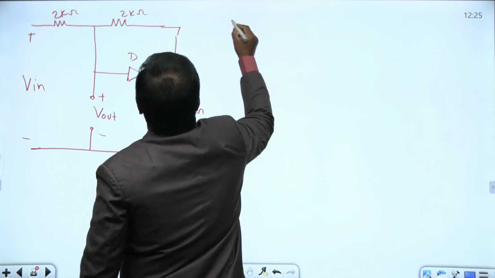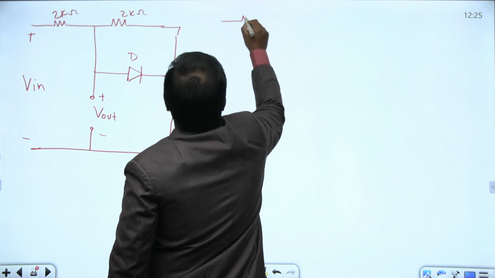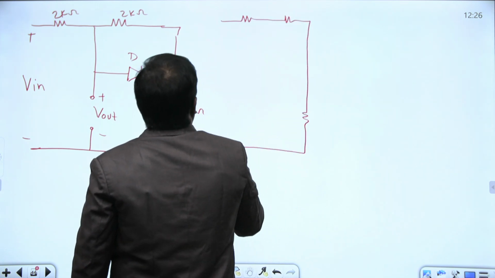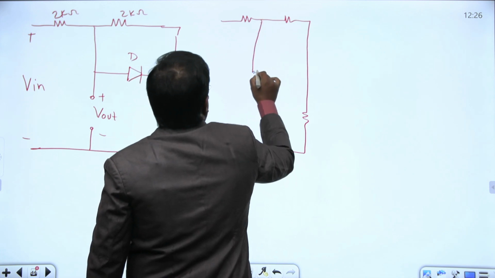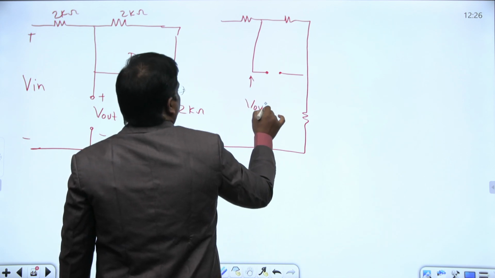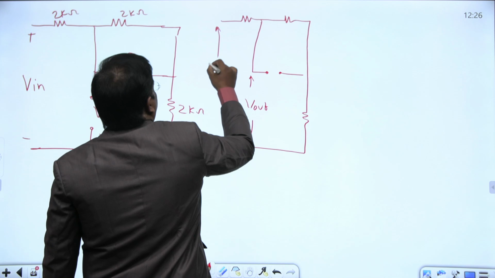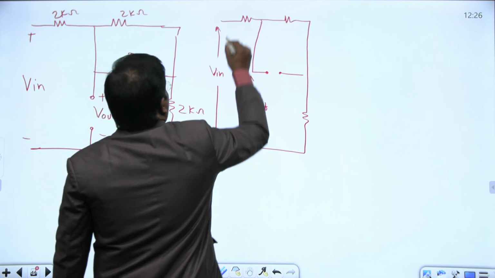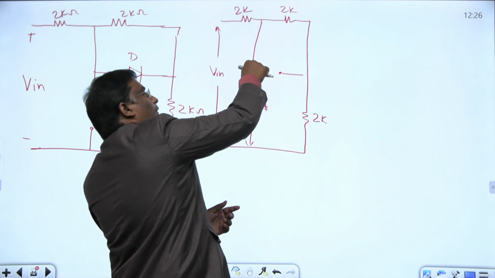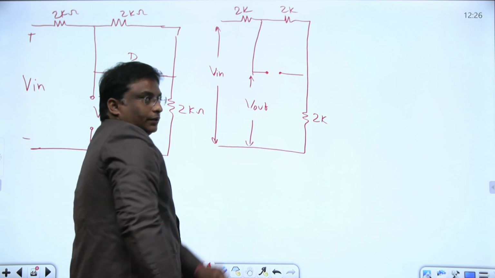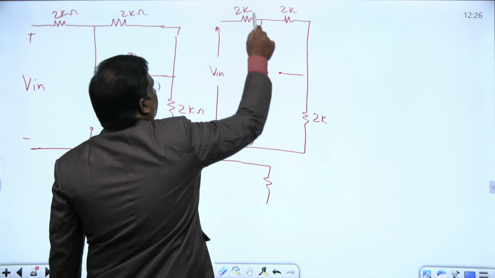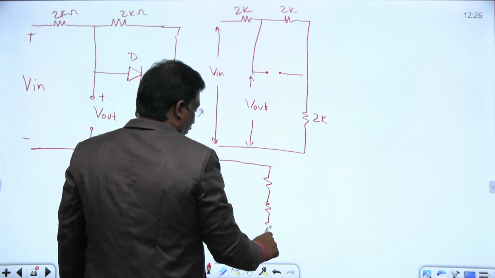When this is open, please tell me what is the thing. This 2K, open. Okay, this diode is an open circuit. This is V out. This is V in. This is 2K, this is 2K, this also 2K. The output here, from here to V out, is nothing but from here to here. Okay, from here to here.